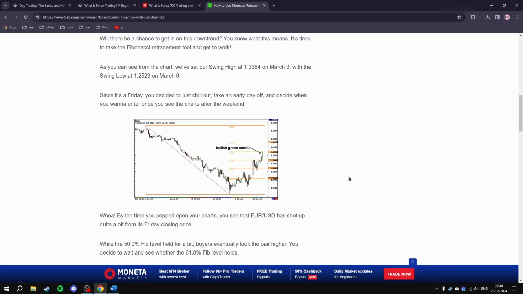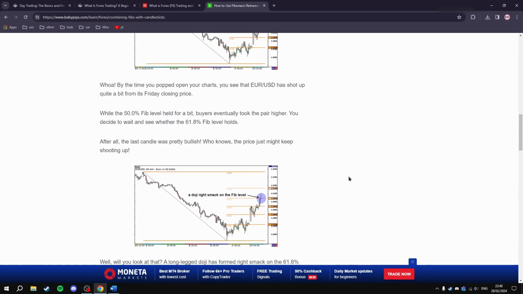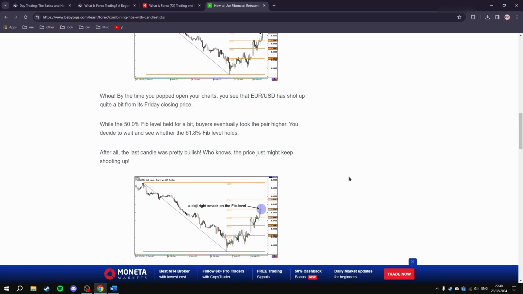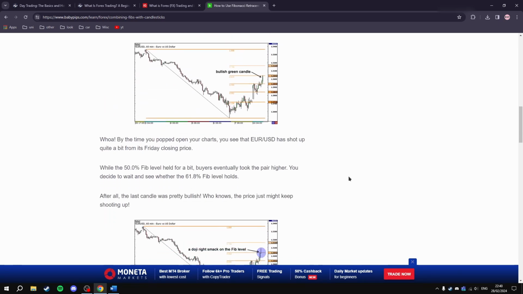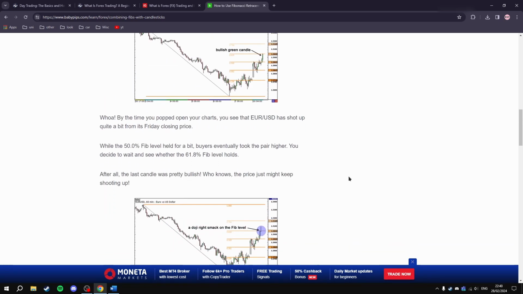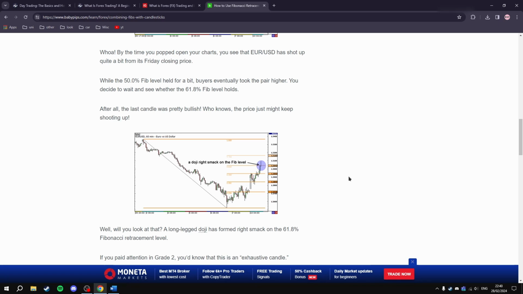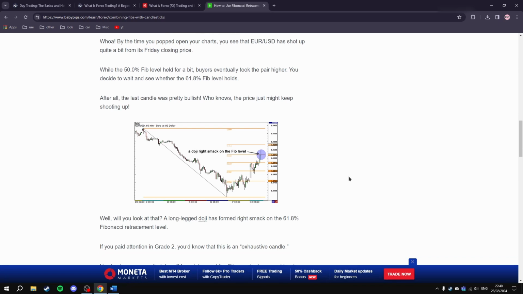Whilst the 50% fib level held for a bit, buyers eventually took the pair higher. You decide to wait and see whether the 61.8% fib level holds. After all, the last candle is pretty bullish. Who knows, the price might just keep shooting up. A doji's right smack on the fib level. Well, we look at that. A long-legged doji has formed right smack on the 61.8% Fibonacci retracement level.